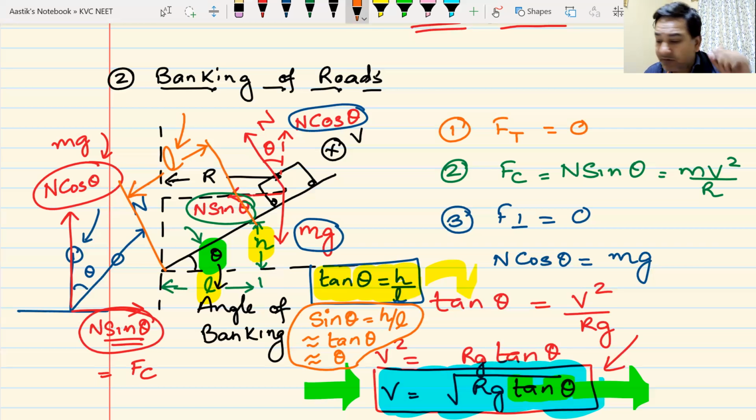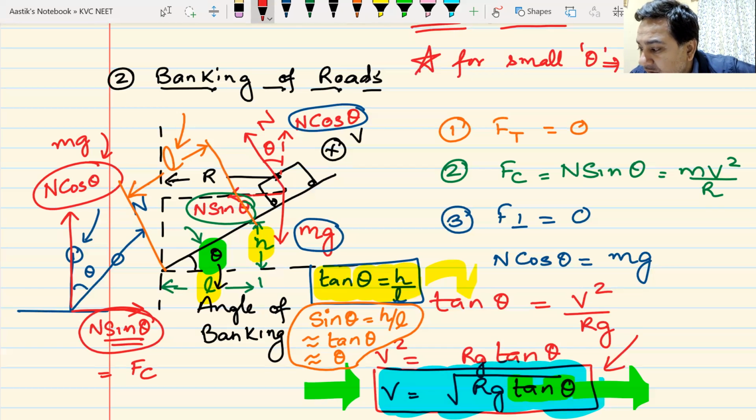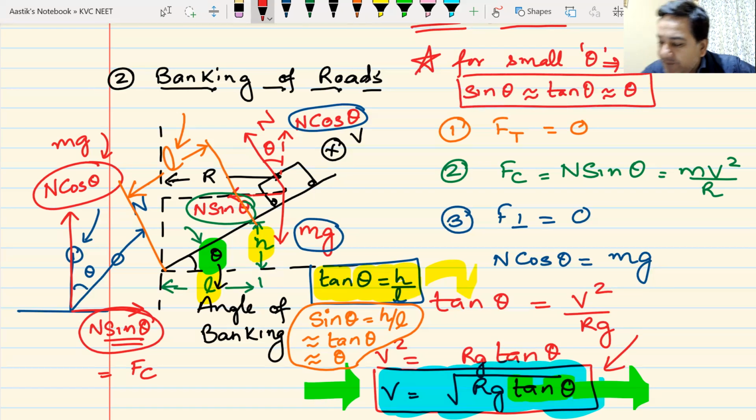Will you remember this? For small angles, I'll write it here as a note, big red. For small thetas, remember, this theta must be in radians. For small theta in radians, sine theta is approximately equal to tan theta, which is approximately equal to the value of theta, and this is the condition that we have used here. I will wait for a minute for you to note this additional information in today's class.